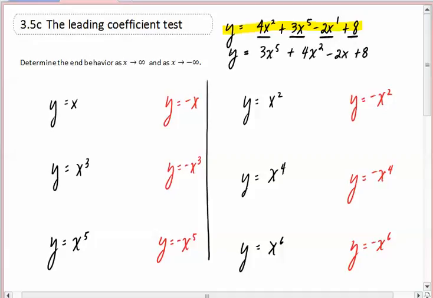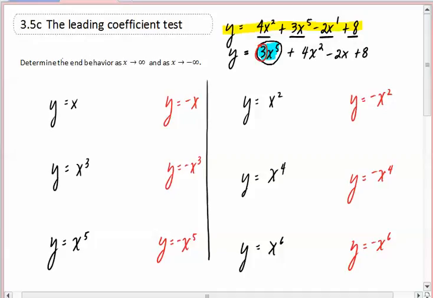3x to the fifth plus 4x squared minus 2x plus 8. Now, this right here, because it's the greatest power, is called the leading term. So this is the leading term. And we want the leading term because we are interested in the coefficient. Okay? The leading coefficient of the leading term. All right? So, let me give you some background, and then we're going to take a look at some examples.